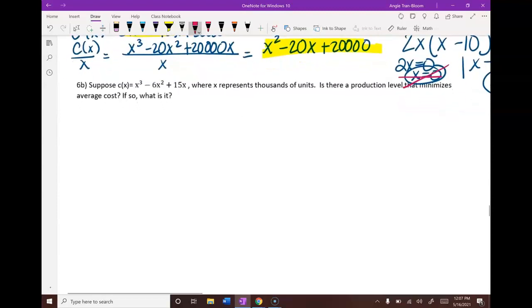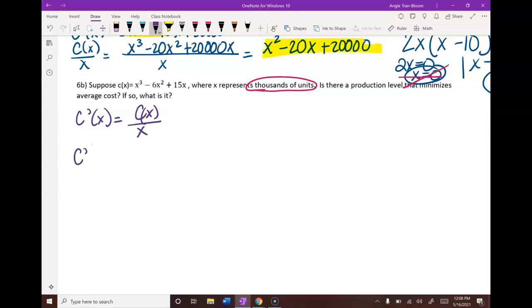Suppose the cost function is now x to the third minus 6x squared plus 15x, where x is now representing thousands of units. Is there a production level that minimizes average cost? If so, what is it? Okay, guys, so we want to take the marginal cost and set it equal to the average cost. So c prime of x is 3x squared minus 12x plus 15.